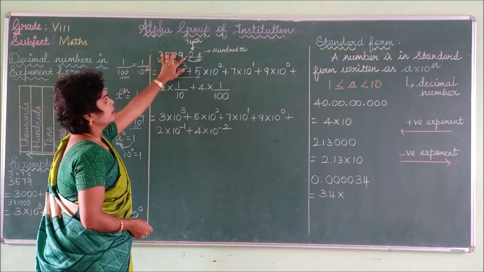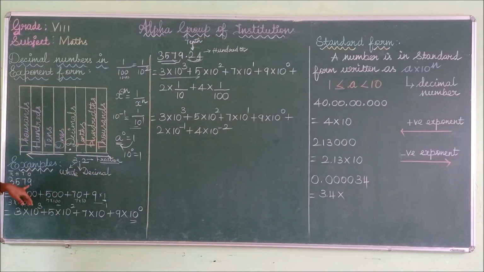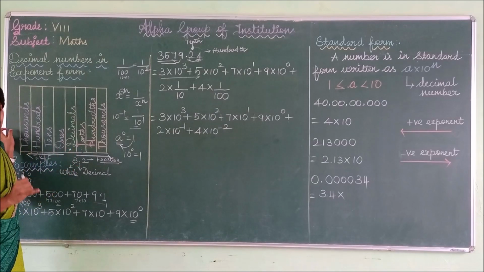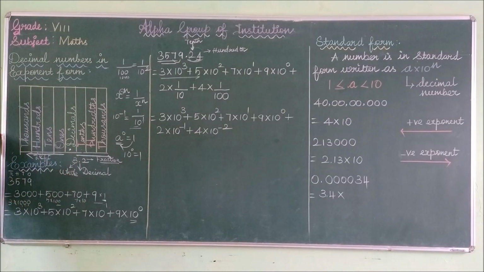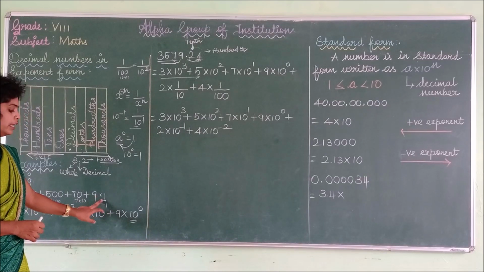So look here. The left-hand side of the decimal point will be read as ones, tens, hundreds, thousands. This is the table. The right-hand side, after the decimal place, will be tenths, hundredths, thousandths. Using this, 3 into 1000 will be changed as 3 into 10 to the power 3. 5 into 100, the 2 zeros, will be changed as 10 to the power 2. 70 will be represented as 7 into 10 to the power 1 plus 9 into 1.